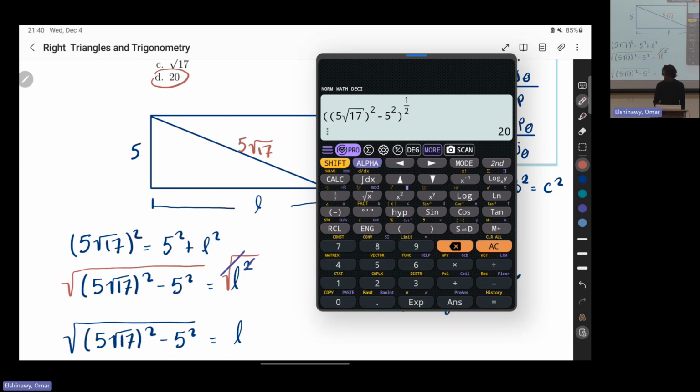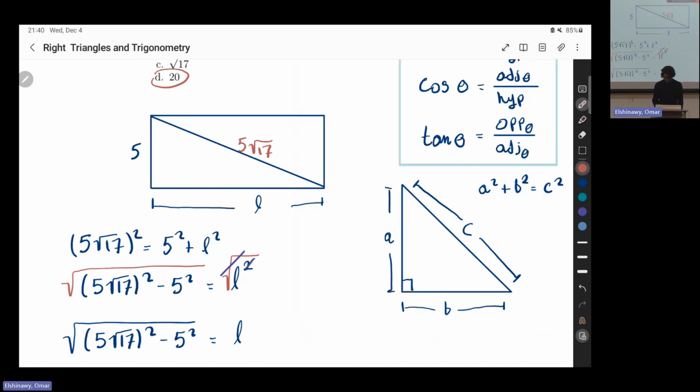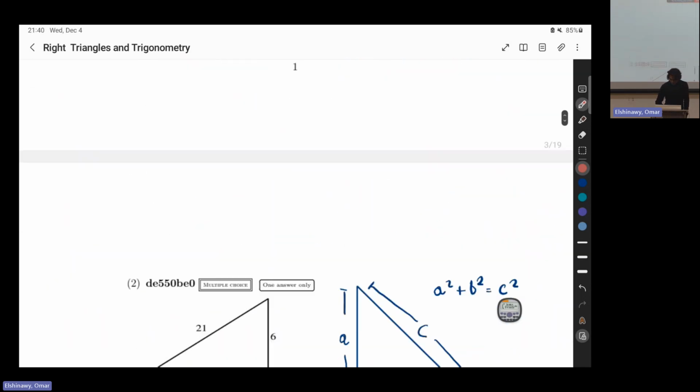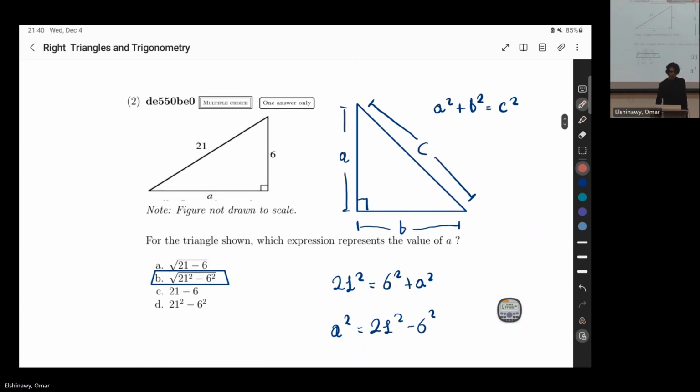Don't believe me, I'll give you 20. That is really just how it is. It's just the Pythagorean theorem. I would even argue it's the exact same problem we did here.